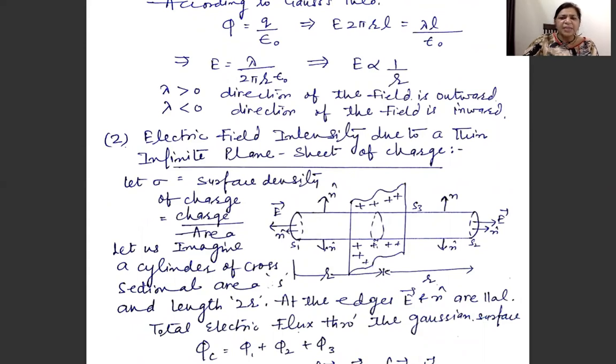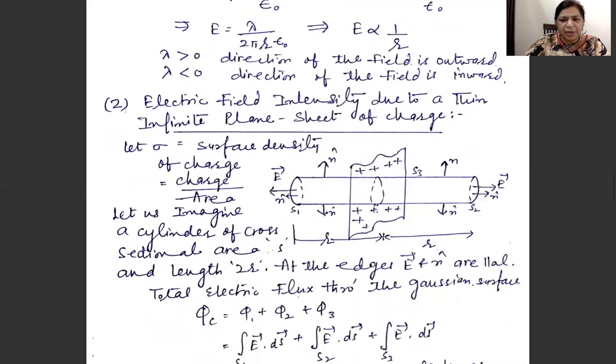So from here we can see that electric field intensity is inversely proportional to R. It means as we move away from the wire, the electric field intensity will decrease. Also, if lambda is greater than 0, the direction of the field is outward. It means that if charge is positive, the direction of the field is outward. And if lambda is less than 0, the direction of the field is inward. It means if the charge is negative, the direction of the field is inward. Is it clear? Okay.